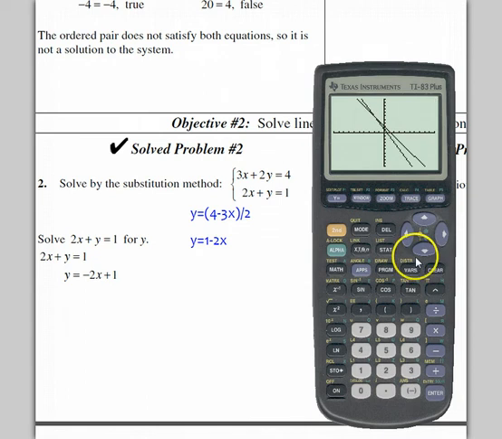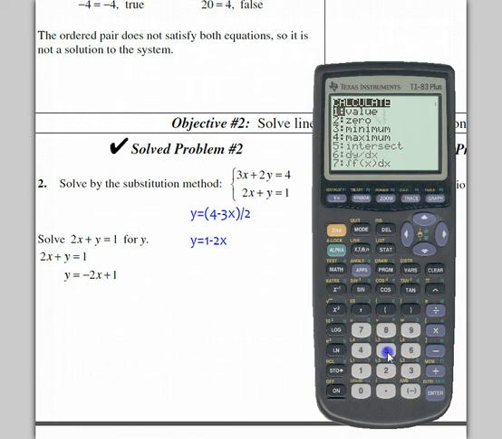I do see there is a point of intersection. Second, trace, 5, first curve, enter, second curve, enter, guess, enter. And the point of intersection in this case is (-2, 5).